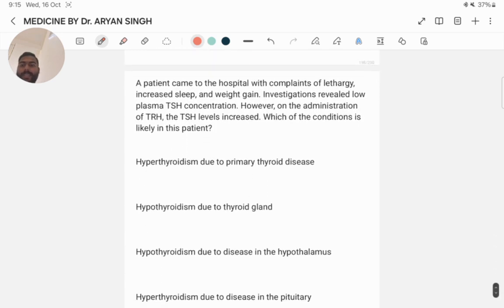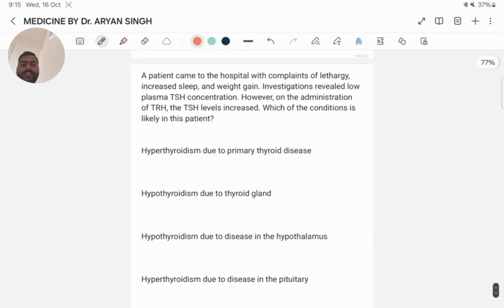Next question. A patient came to the hospital with complaints of lethargy, increased sleep, and weight gain. Investigation revealed low plasma TSH concentration. However, on the administration of TRH, the TSH level increased. Which condition is likely in this patient?